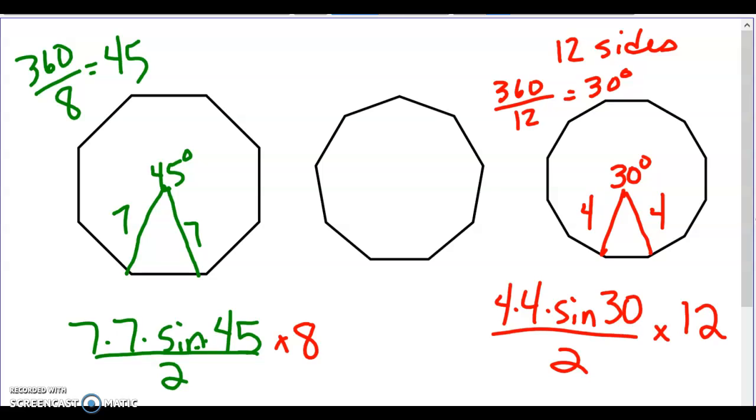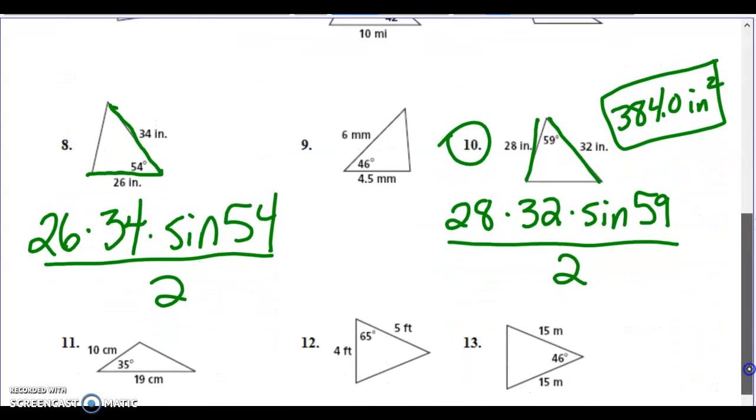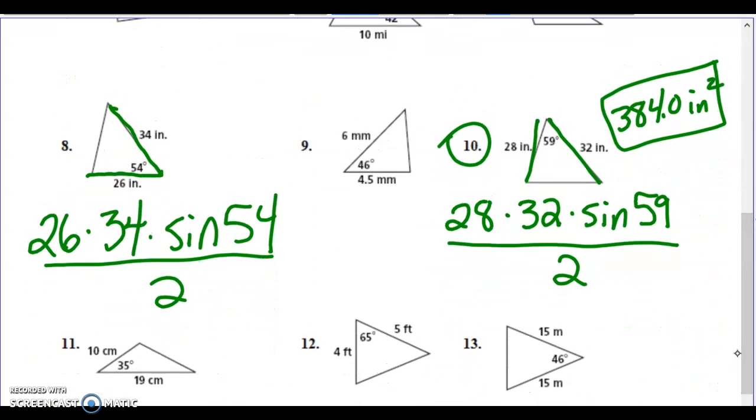Again, I wanted to show you that because it is another way that we can find the area of the polygons. It is also another formula that we can use when we're finding the area of triangles when we do not have a 90-degree angle. All right, so I hope that was helpful.